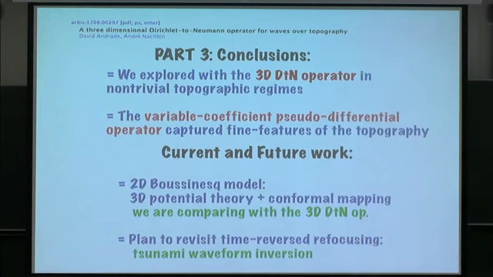And so the conclusions are we explored this 3D Dirichlet-to-Neumann operator with non-trivial topographies, in particular looking at rapidly varying topographies or these phenomena as I described to you. There's this underlying variable coefficient pseudo-differential operator, variable coefficient in the sense the wave speed changes, the medium properties change from point to point, and it captured fine features of the topography, which is that homogenization-like effect, which was nice to see.